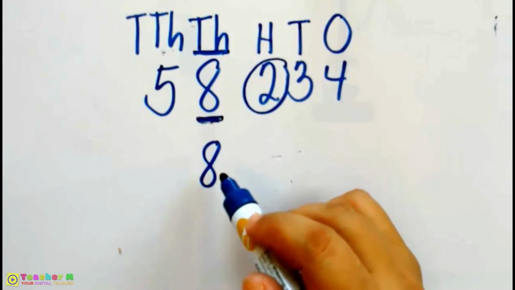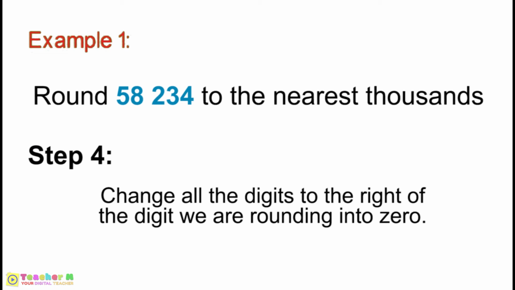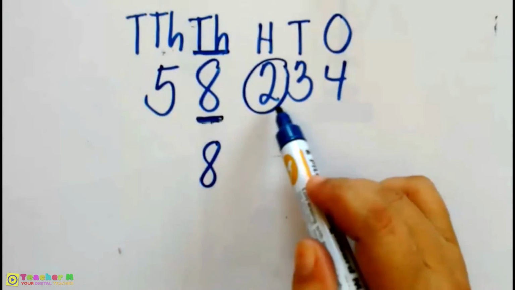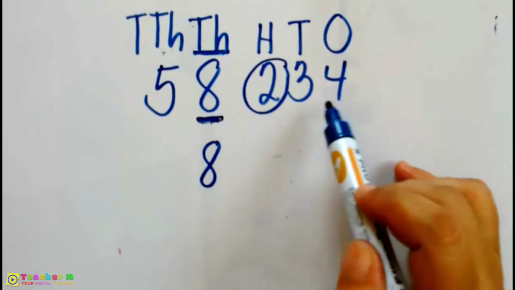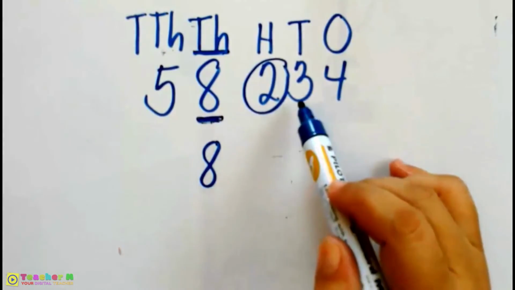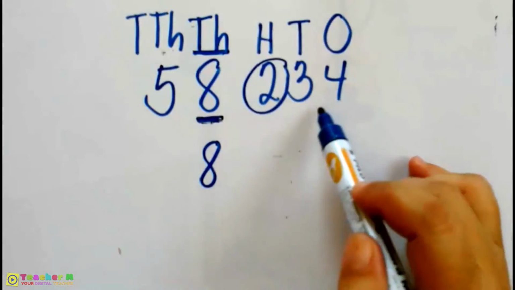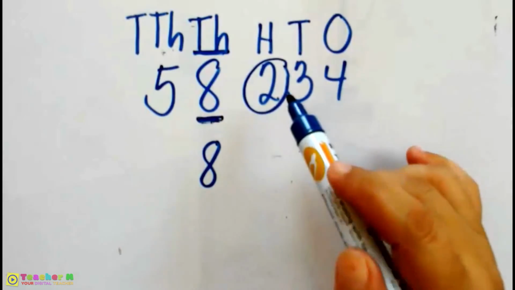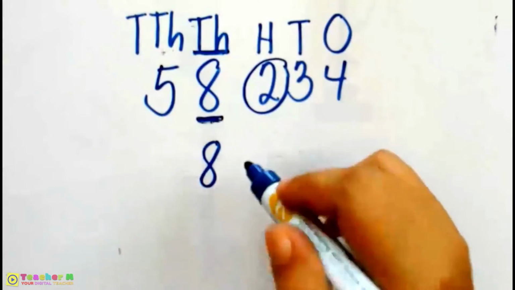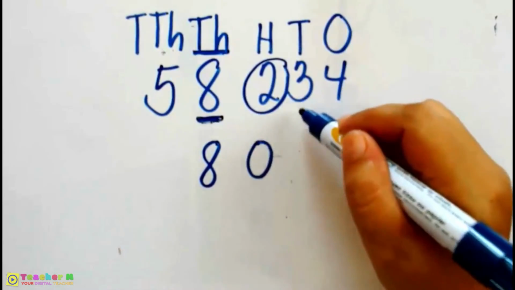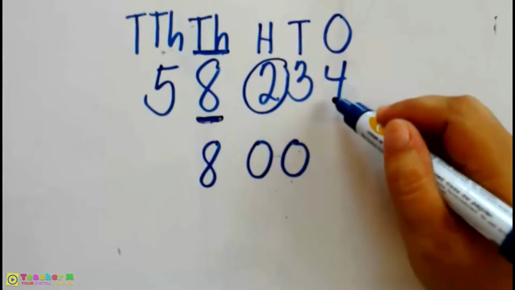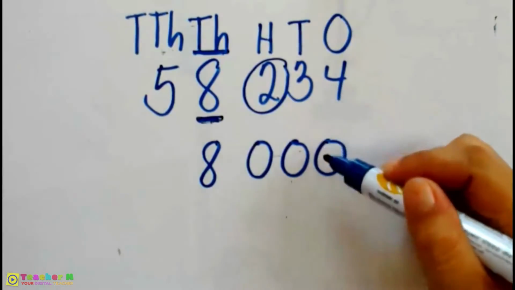And then, what's the next step that we're going to do? We will do step 4, which is to change all the digits to the right of the digit we are rounding into 0. Since there are 3 digits here, which are 2, 3, and 4, we will change all these digits into 0. 2 will become 0, 3 will become 0, and 4 will become 0.